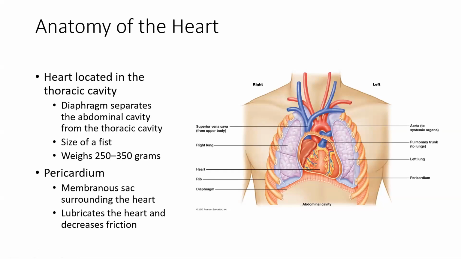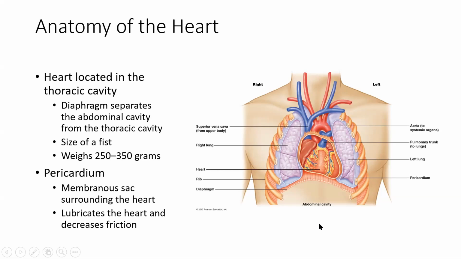Let's talk about where the heart is located. So it's located in the central thoracic cavity. It's going to be bordered on either side by the lungs. So we've got the right lung and the left lung. It's also going to be bordered by the diaphragm. So the diaphragm is sitting beneath the heart. Here we go, this muscle here. And it's basically separating the thoracic cavity up here from the abdominal cavity down here.